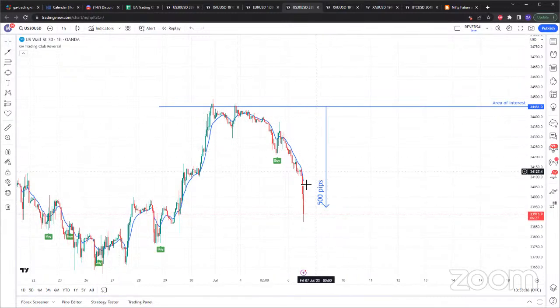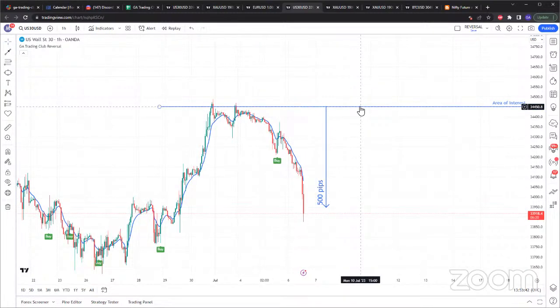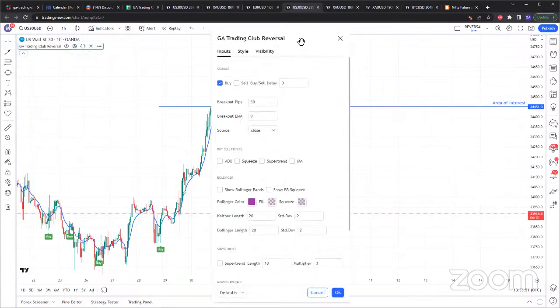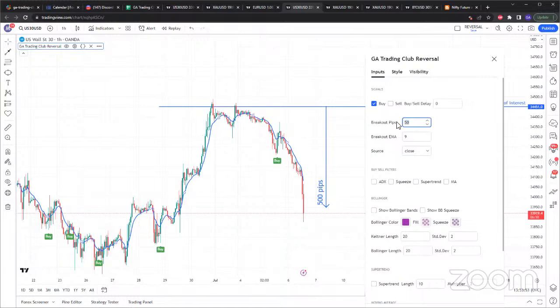So the importance of that 500 pip threshold is that it tells me you don't take any buys that are between your area of interest and the threshold. So for example, this buy right here was an invalid buy. This is not a buy I would have taken. So right here with the reversal indicator, since this is US 30, breakout pips is 50. If it was an FX pair, this would be 20.